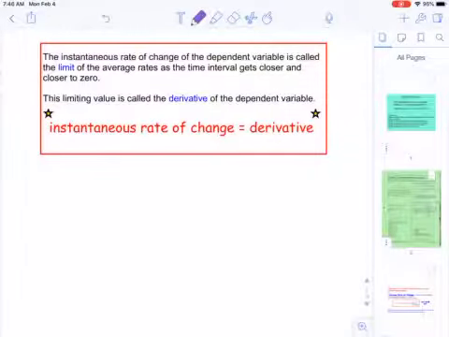Okay, so a little bit of vocab for you. Instantaneous rate of change is called the limit of the average rates as the time interval gets closer and closer to zero, right? So I keep getting closer and closer to the time period that I want. That's like less distance in between the two time periods. And the number that those answers are getting closer and closer to, right, is the instantaneous rate of change. This limiting value is called the derivative.